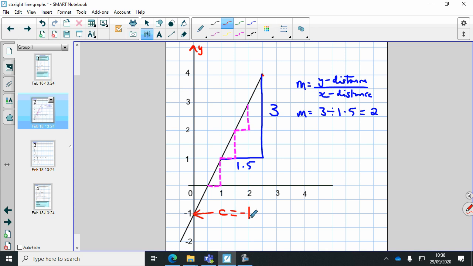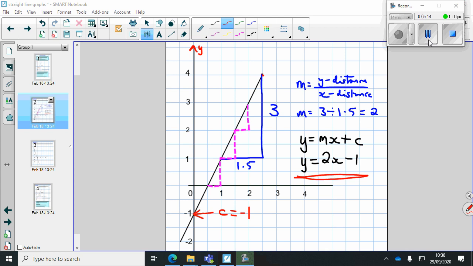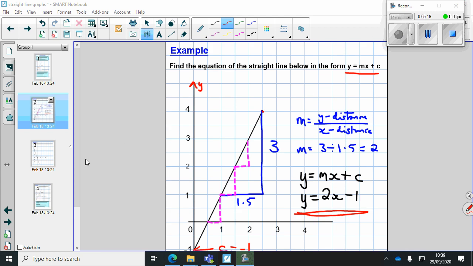So we can then write our equation in the form y equals mx plus c. What we need to do is simply replace the m with 2, so 2x, and then c with whatever we've just identified it to be, which is minus 1. So this is the equation of the line. This is our answer. Okay, let's move on to another example.